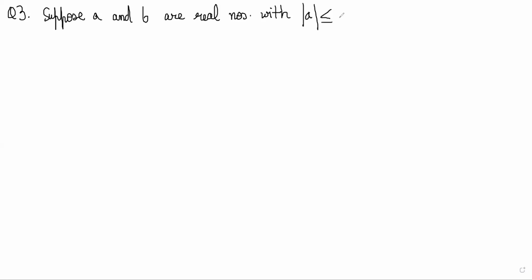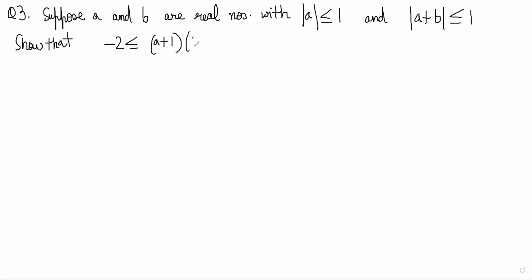Suppose A and B are real numbers with mod of A less than or equal to 1 and mod of A plus B less than or equal to 1. We have to show that minus 2 is less than or equal to (A plus 1)(B plus 1), less than or equal to 9 by 4, right? So we will approach this problem in a slightly unique way.